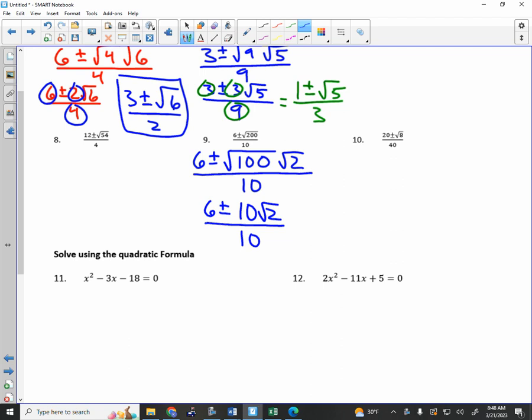Now, sometimes people might be tempted to just cross off these 10s. You can't do that. You have to look at every piece in the numerator and then in the denominator say they are all divisible by 2. So divide them by 2 and we get 3 plus or minus 5 roots of 2 over 5.